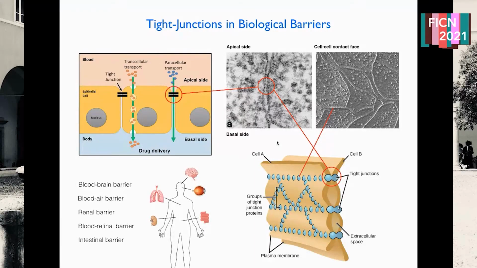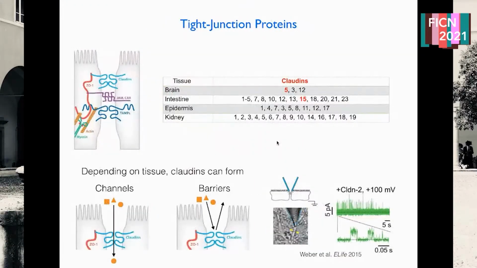Now, these tight junctions are made of adhesion proteins, and the most important class of proteins among them are the claudins. There are many claudins in all the organisms, and they are expressed differently in the different tissues, so in the different barriers. I will be talking about Claudin 15, that is in the intestinal barrier, and about Claudin 5 at the end, which is in the blood-brain barrier.